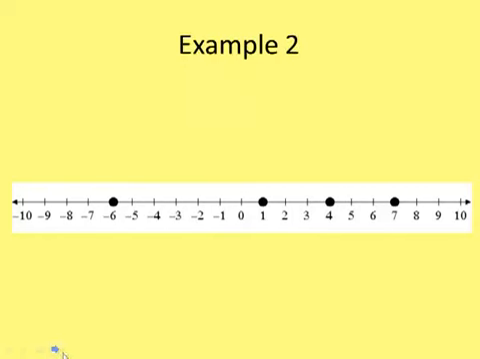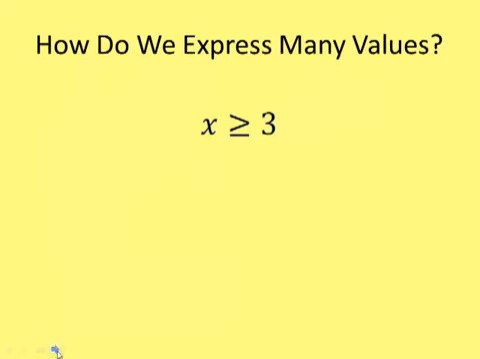Okay, in example 2, let's say we have a set B and it contains these values. Okay, which values are they? It's -6, 1, 4, and 7. So inside our set, we would have these values. So B would equal -6, 1, 4, and 7. So that's how we would do a few finite values.